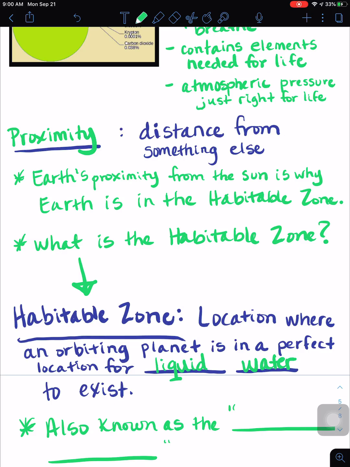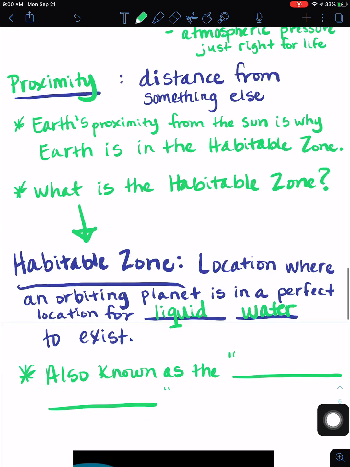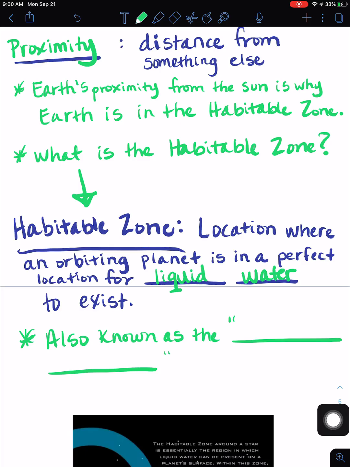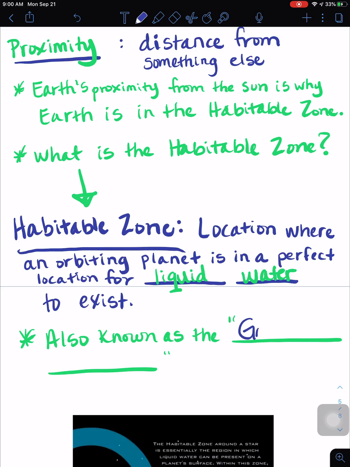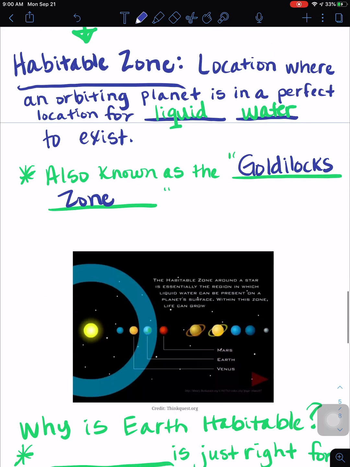Liquid water is essential for life on Earth. I want to tell you this before we move on, the habitable zone is also known as the Goldilocks zone. Because Earth is in, see this ring right here? That is the habitable zone of space.